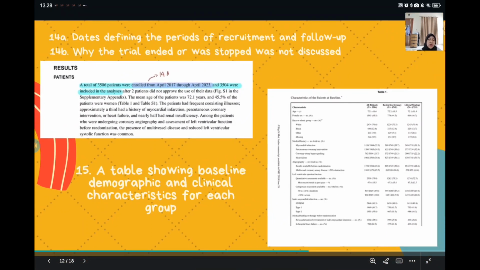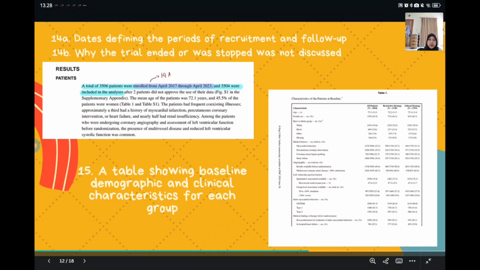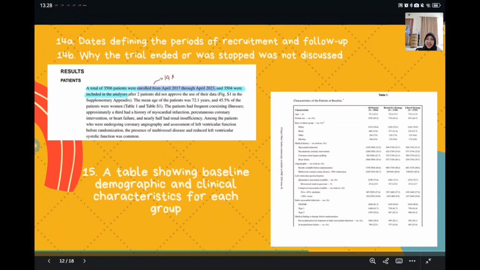This article has a table that shows the baseline characteristics, and the two groups were similar. So this is the table of the characteristics. Sorry if you cannot see it clearly.